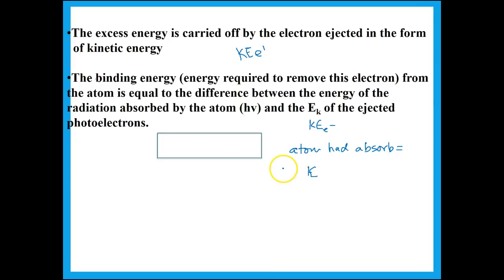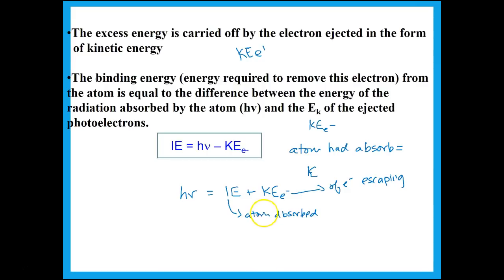So we know that in order to get this to happen, we have to understand that h nu is equal to the ionization energy plus the kinetic energy of the electron. This is the energy absorbed by the atom, right? And this is the energy of the electron escaping. Okay? So we're going to see an equation that's a little different because it's describing the ionization energy.